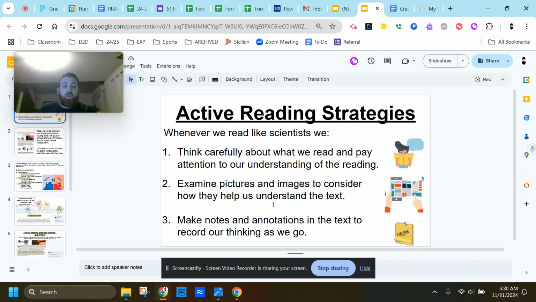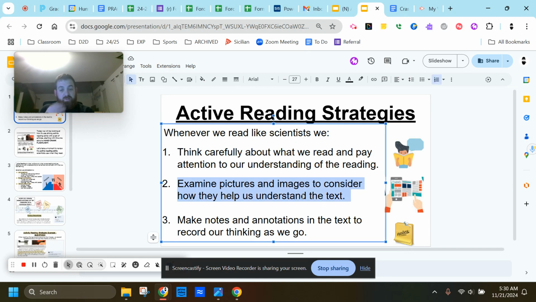Whenever we as scientists read, there are three very important things that we do. Number one, we think carefully about what we read and pay attention to our understanding. We don't just read something and continue on if we cannot remember what we read, or if what we read doesn't make sense. We are constantly taking stock of: do I understand what I'm reading? Do I remember what I'm reading? Does it make sense?